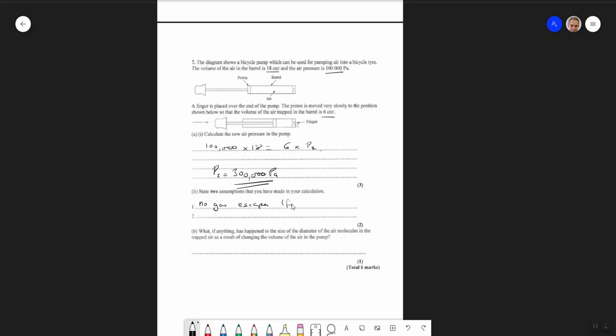Two assumptions: no gas escapes, or fixed mass, and no temperature change. What, if anything, has happened to the size or the diameter of the air molecules in the trapped air as a result? Nothing has happened to them. Okay, so the air particles are no bigger or smaller as a result. All they are doing is moving closer together. So we've reduced the space between them, but the particles themselves stay the same size.